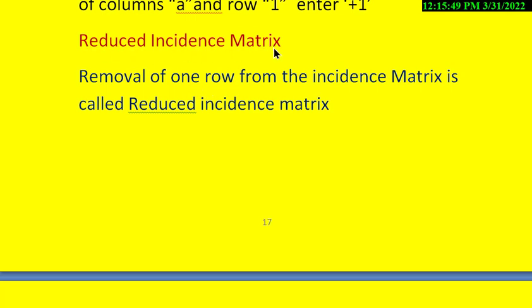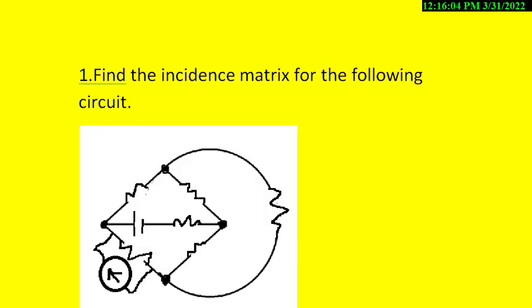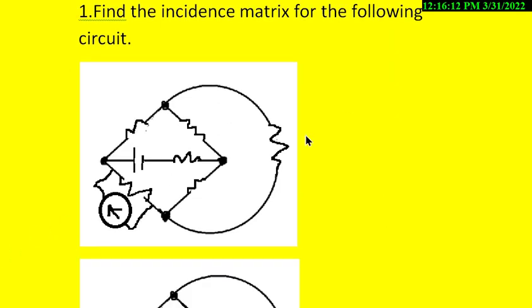Next, reduced incidence matrix. Removal of one row from the incidence matrix is called the reduced incidence matrix. To understand this incidence matrix formation and reduced incidence matrix, let us take a problem like this.